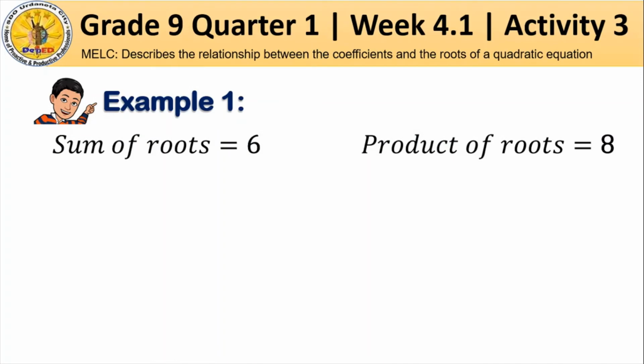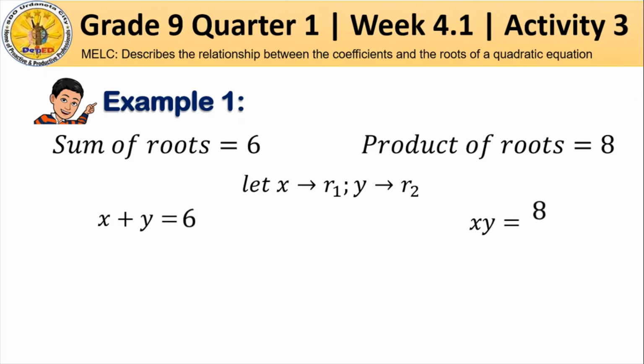To determine the quadratic equation that satisfies the given condition, we will let x be r sub 1 and y be r sub 2. Based on this, we can establish the sum as x plus y, that is equal to 6, and the product as x times y, which is equal to 8.